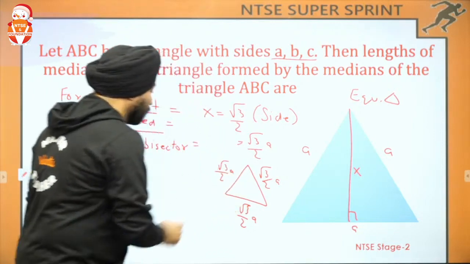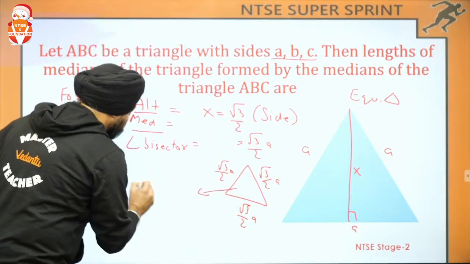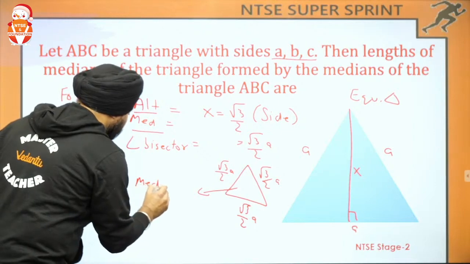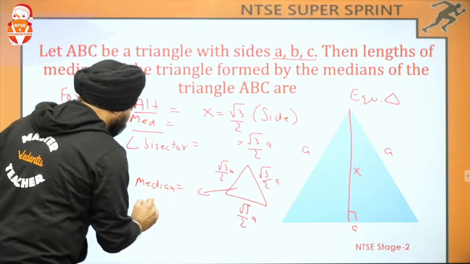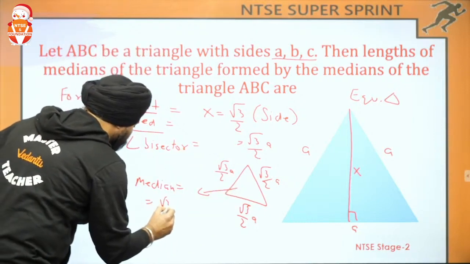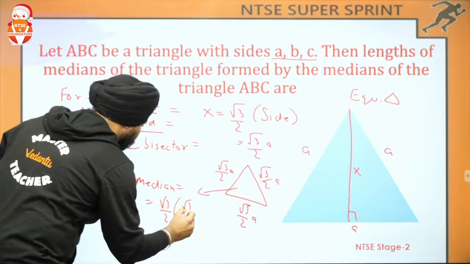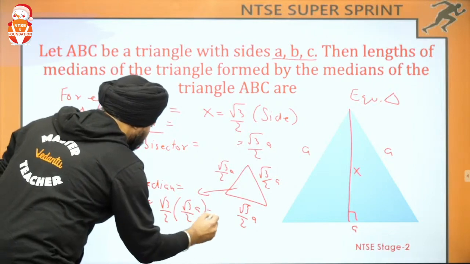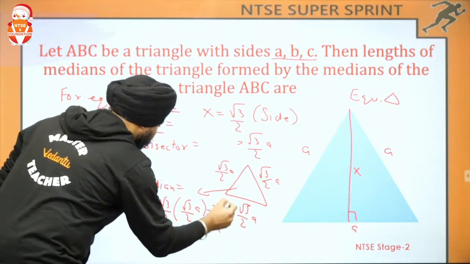I just need to calculate the median of this. So median is again the same as that of altitude, same as that of the angle bisector. So it will be root 3 by 2 into side. So that will be 3 by 4 a.